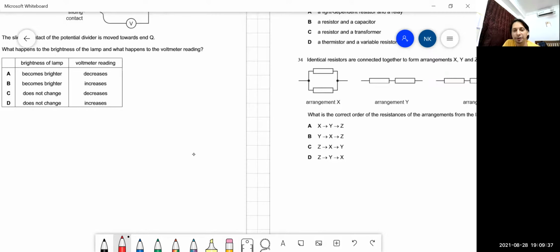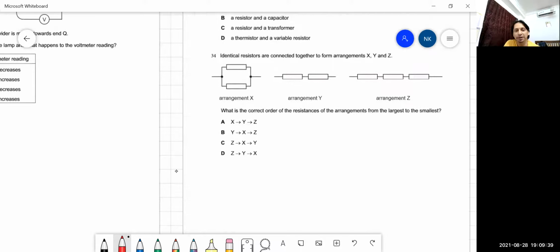Question number 34, children. Identical resistors are there in this arrangement XYZ. What is the correct order of the resistance of the arrangement from the largest to the smallest? Largest resistance to the smallest.